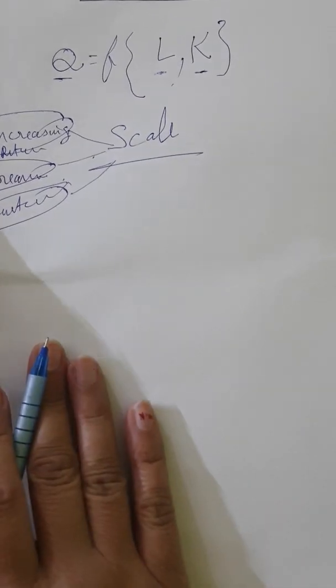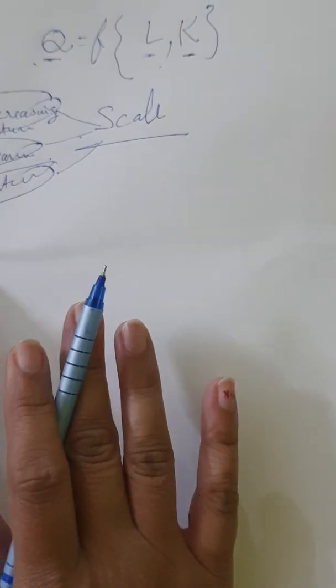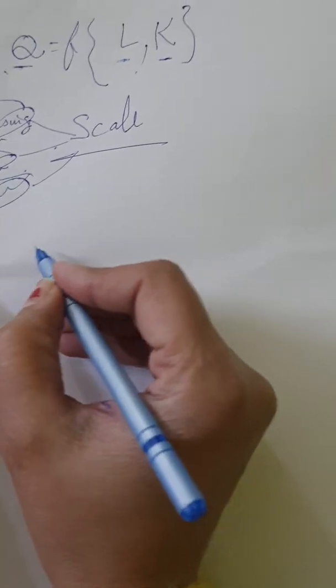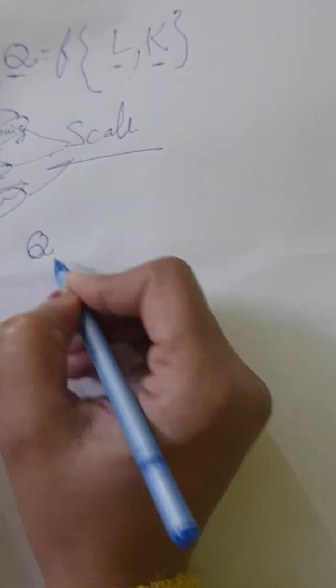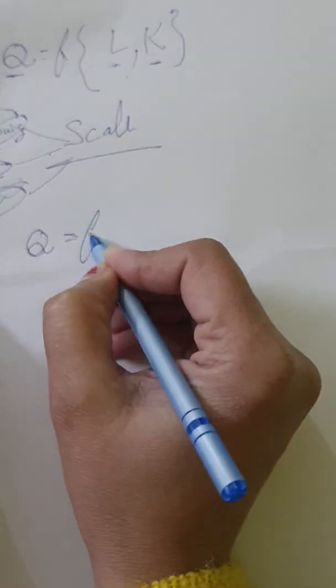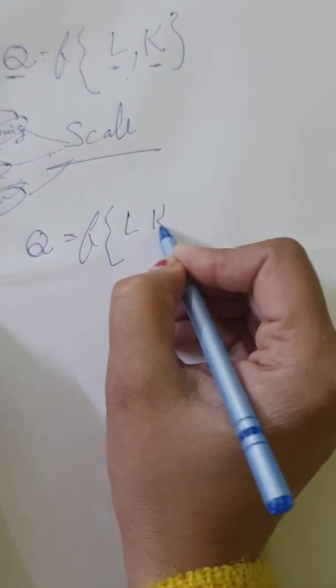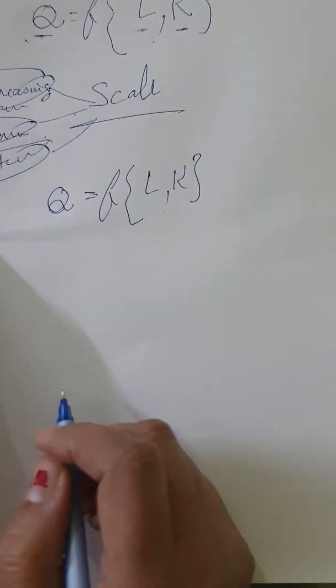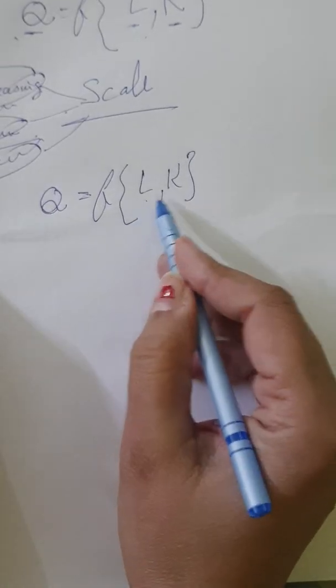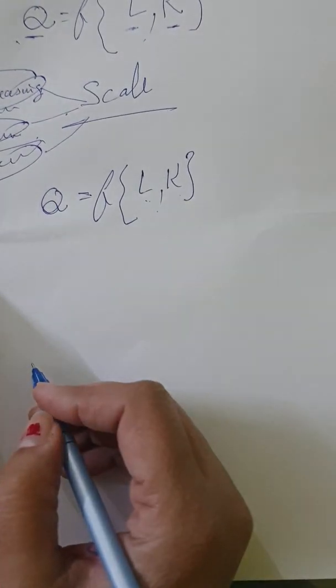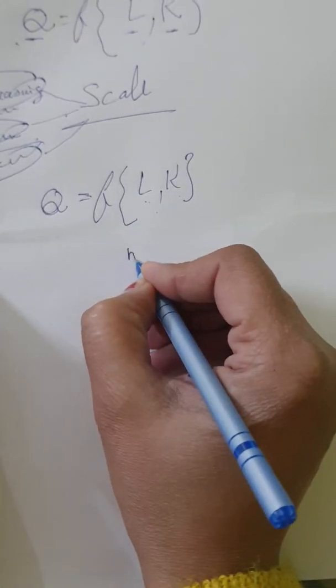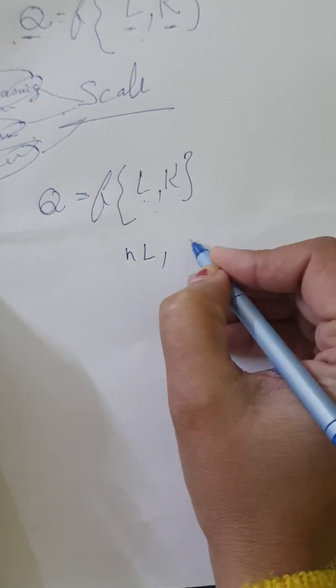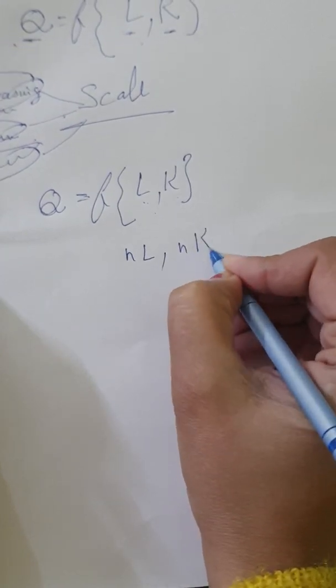So if you want to express these three situations with the help of an equation, you can do one thing. You can express it like this: your quantity produced is a function of labor and capital. Suppose you are increasing our inputs by n times. So let me multiply our inputs by n.